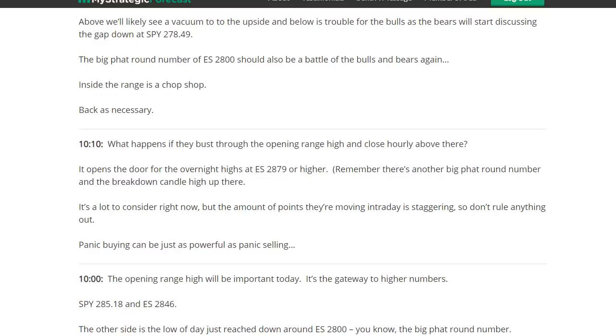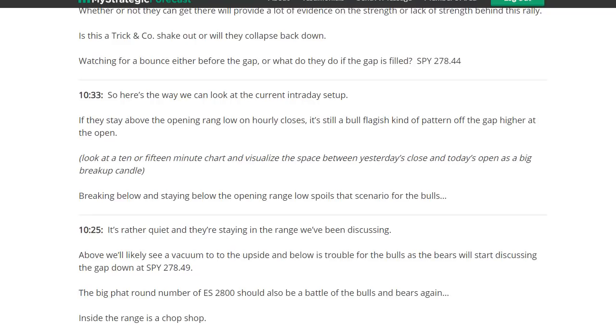Moving right along. By the way, speaking of opening range high, at 10:10 in the morning, what happens if they bust through the opening range high and close hourly above there? It opens the door for the overnight highs at ES 2879 or higher. Now that didn't happen till later, but it happened. We had a beat on it. There were traders that were long, twice.